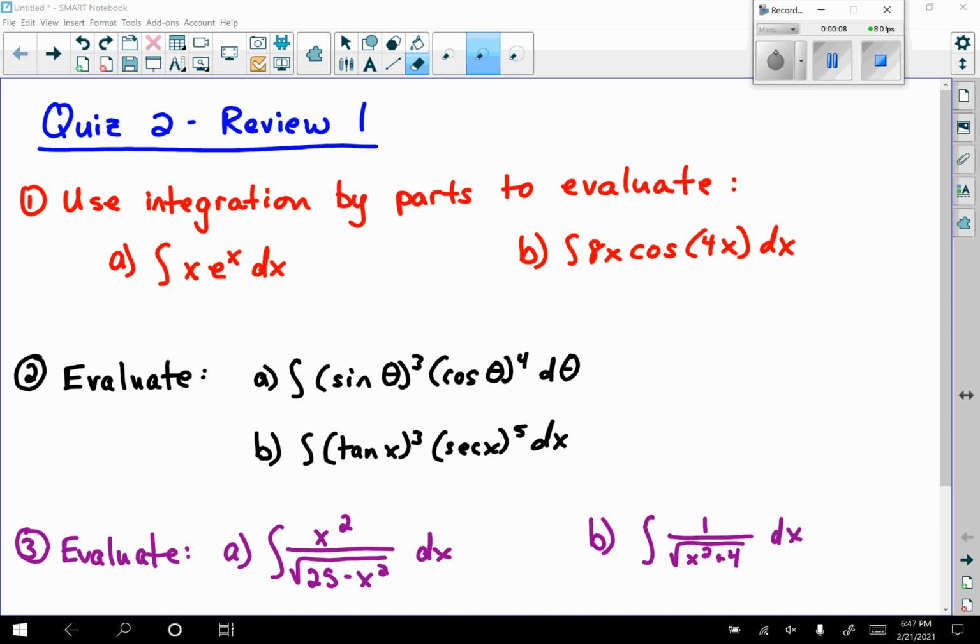This is it, just 3 types of problems. I have 2 parts for each one. So feel free to copy all these down, give them a try, look back in your notes, and then proceed watching the rest of the video to check your answers and see how these are worked out.